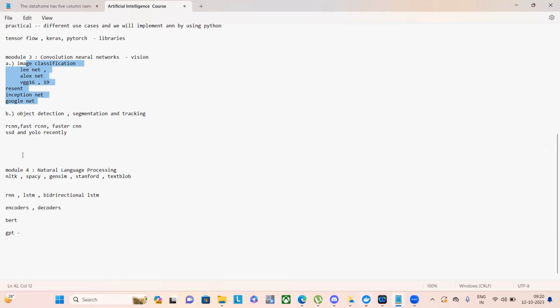In NLTK, we will see in detail how, if an entire paragraph is there, we break the paragraph into sentences. From the sentences again we break into words. The system cannot understand the words, so we will be converting them into numbers. That is called vectors. Word to vector: from the word we will convert to vectors.